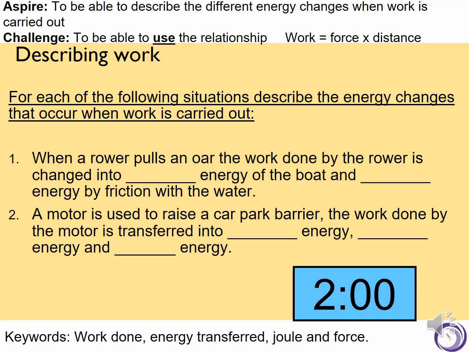So we're now moving on to the Aspire part of our lesson, where we need to be able to describe the different energy changes when work is being carried out. Please remember that for work to be done, energy must be transferred. So right from the beginning of the lesson, when we asked you to write down energy stores, that's where we've been heading to this point. So I'd like you to write down sentence number 1 and to think of the forms of energy and the transfers that are taking place for the gaps in 1 and then for 2. You've got a minute to do each one.